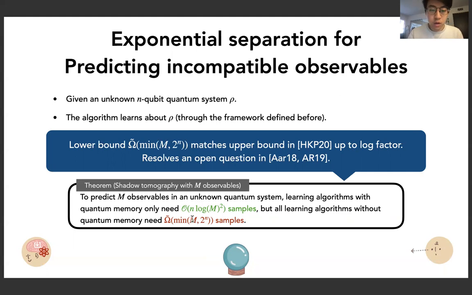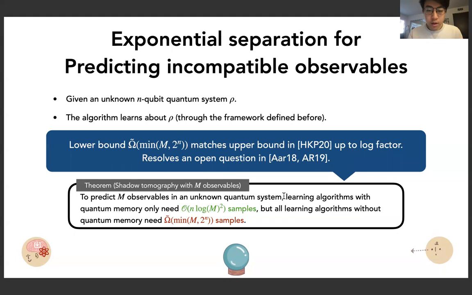In particular, achieving m samples is very easy. Basically, one just measures these different observables on different copies, and then one would have that scaling. However, when m is much greater than 2^n, one could utilize a technique called classical shadow tomography in order to achieve a 2^n scaling for general observables. And furthermore, this theorem resolves an open question in Aaronson and Rothblum's previous papers.